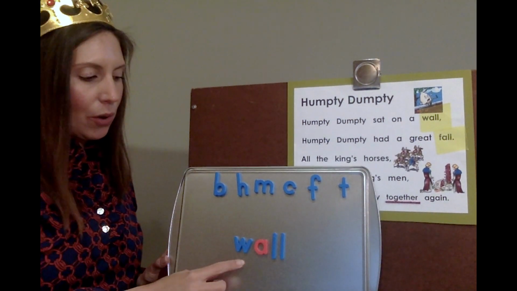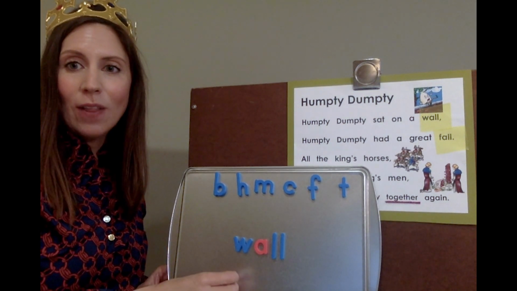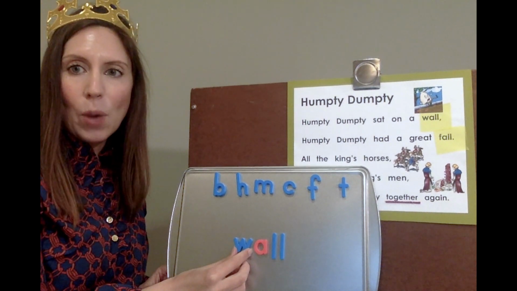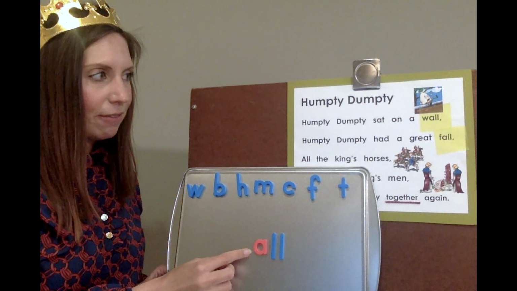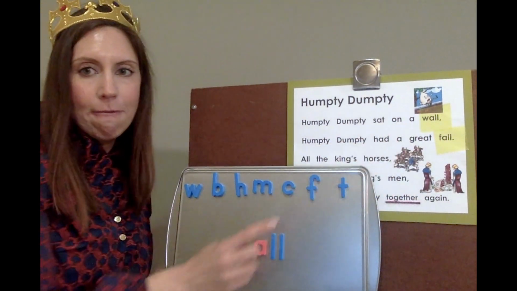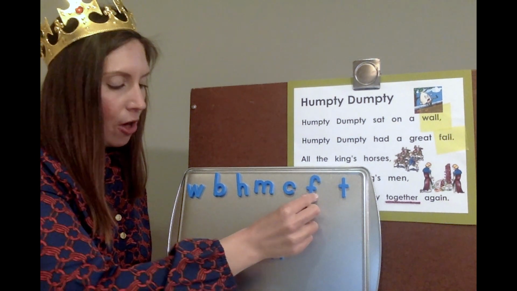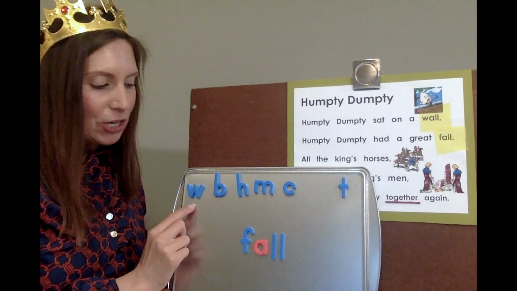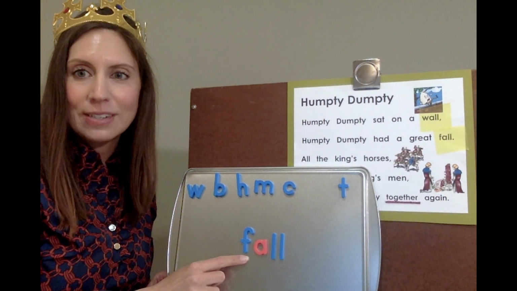Here's the word wall. To make fall, all I need to do is change the first letter. So I'm going to take away the W, and I need to put a different letter. I need to put an F at the beginning to make fall. All. Fall. We change wall to fall by changing the first letter.